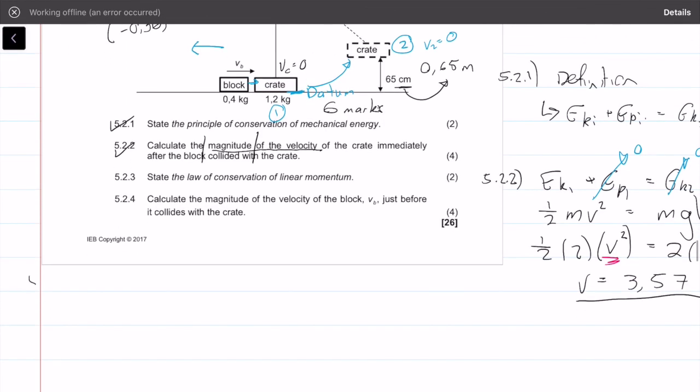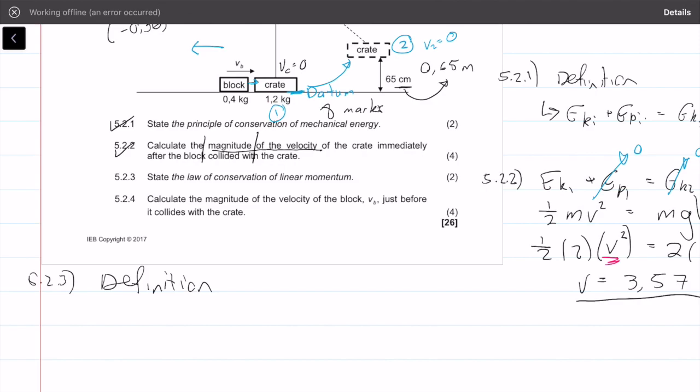Then 5.2.3, another definition, and so we actually get not 6 but 8 marks from definitions. State the law of conservation of linear momentum. The definition goes like, the total linear momentum of an isolated system remains constant.